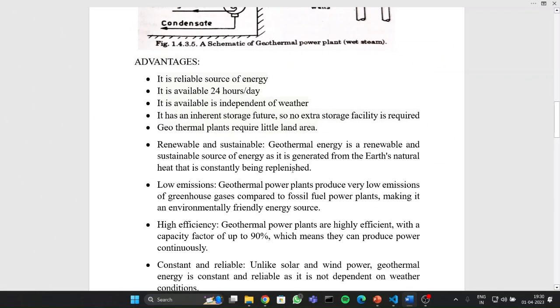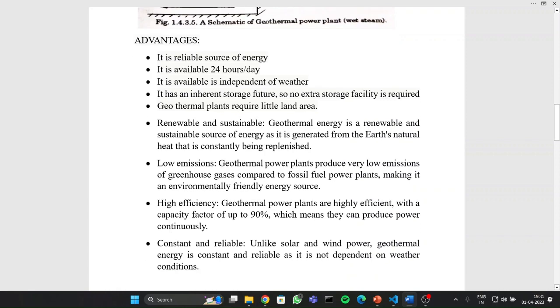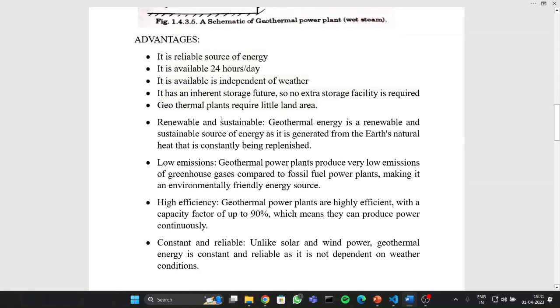So coming to the advantages. Geothermal energy is a reliable source, that is, it can be present throughout the year. And also it could be unlimited, as we saw in the model, the water can be reused. So there is not much loss in this. It is available 24 hours a day. It is available independent of the weather and nature's conditions. And geothermal power plants require little land area, as it is confined to that area.